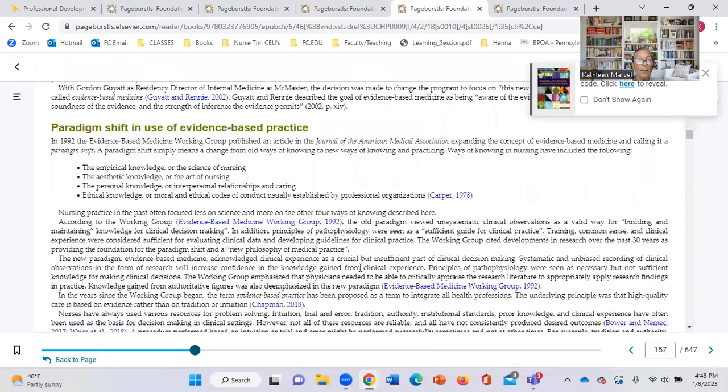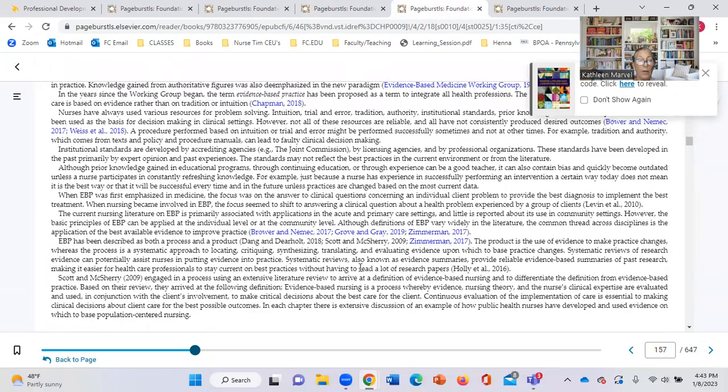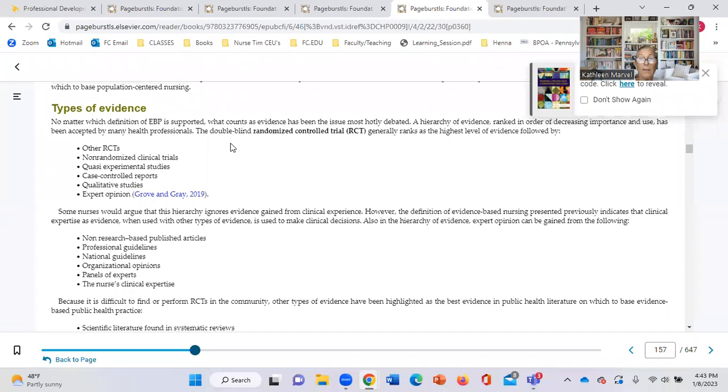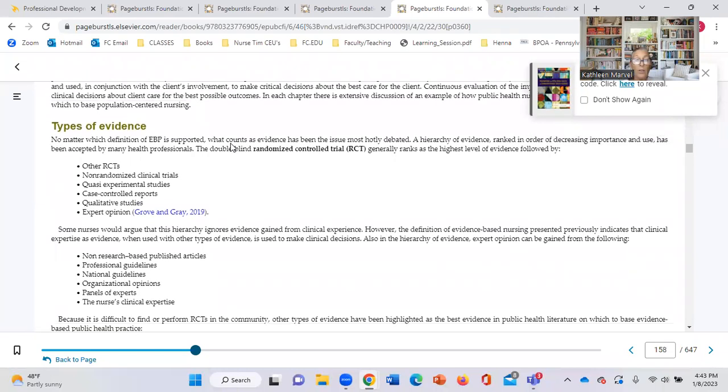We don't really need to know about that evidence or the history of it. We need to know, here's some types of evidence that we could be using. RCTs is randomized controlled trials. Okay, so this gives us a list. No matter what definition of evidence-based practice is supported, there's a hierarchy of evidence that we use, ranked in order of decreasing importance, and use has been accepted by professionals.